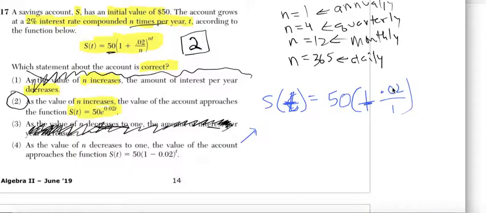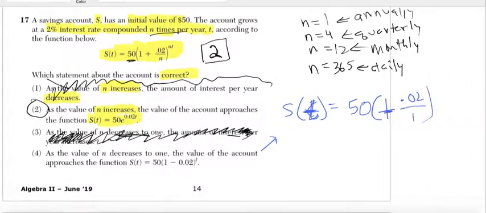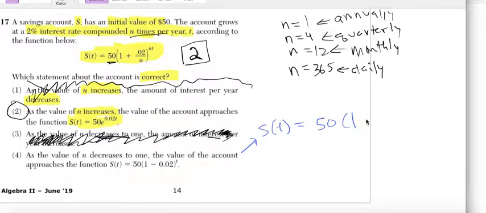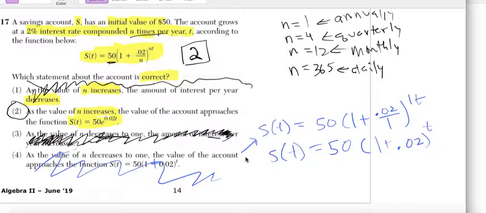Let me fix that, guys. I know I made a mess. Let's write that nice and neat. It'll become S of t equals 50 times 1 plus 0.02 over 1, to the 1 times t, if n equals 1. That becomes S of t equals 50 times 1 plus 0.02, since 0.02 divided by 1 is just 0.02, and 1 times t is just t. So this should have been plus. So this is wrong, and our answer is choice 2.